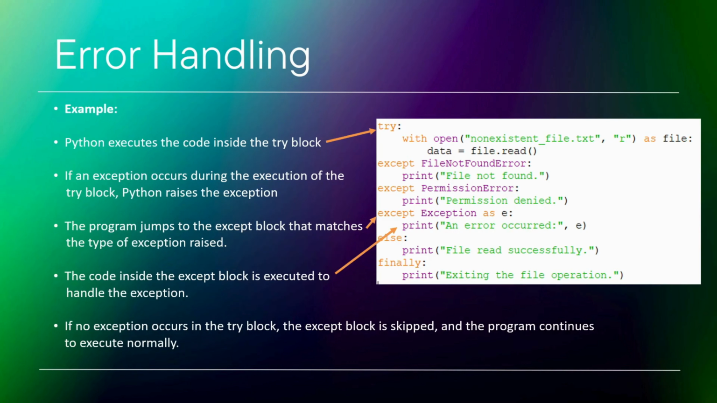Here we will have a look at one of the examples. On the right, you can see code which is trying to open a text file in read mode, and then there are a lot of exceptions. You can see that we can also have multiple exceptions in one try except block.